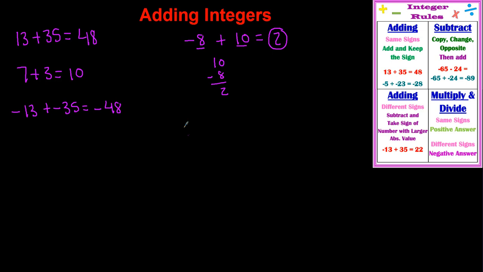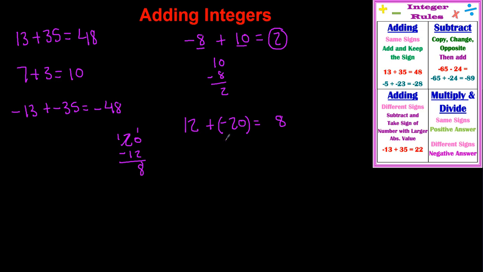Okay? Let's try another one. How about if we have 12 plus negative 20? Alright, let me just put a parenthesis here so that you'll know it's different. So 12 plus negative 20. Okay, signs are different. I have a positive here and I have a negative here. So when signs are different, I'll subtract. So 20 minus 12, higher number at the top. 20 minus 12 is equal to 8. So 8 should be my answer.